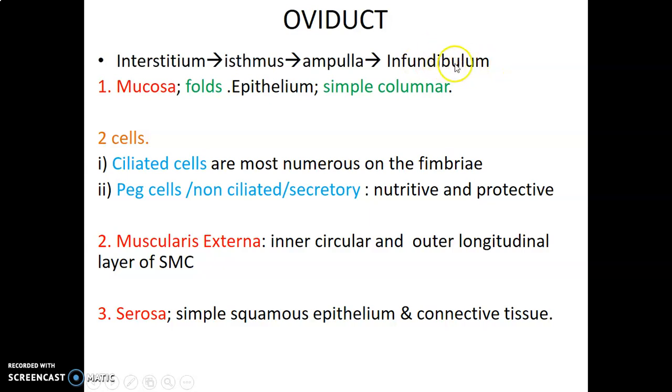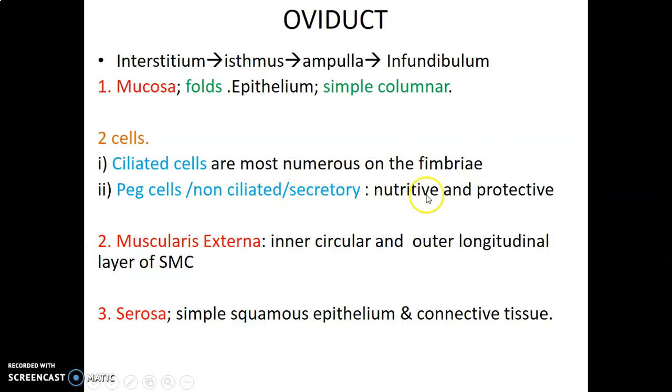The oviduct has three layers. You have the mucosa, muscularis externa, and serosa. The mucosa is thrown into folds, and the epithelial lining of the oviduct is simple columnar epithelium. There are two types of cells. We have ciliated and non-ciliated cells. The ciliated cells are the most numerous, especially on the fimbriae. Then the non-ciliated cells are also called secretory or peg cells, and they have a nutritive and protective function.